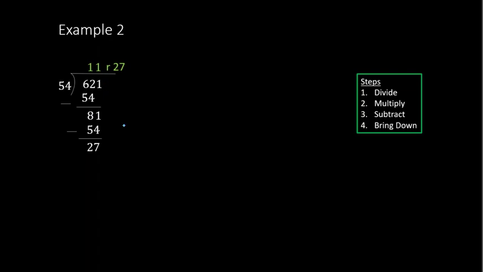So now that we have our answer, we could double check our work to see if we got it correct. To do that, we would do 54 times 11 and then add that with the 27. So let's try that. 11 times 54, or 54 times 11, same thing.